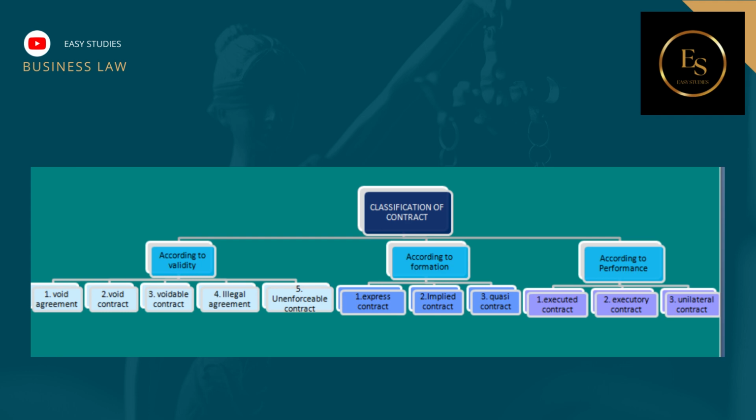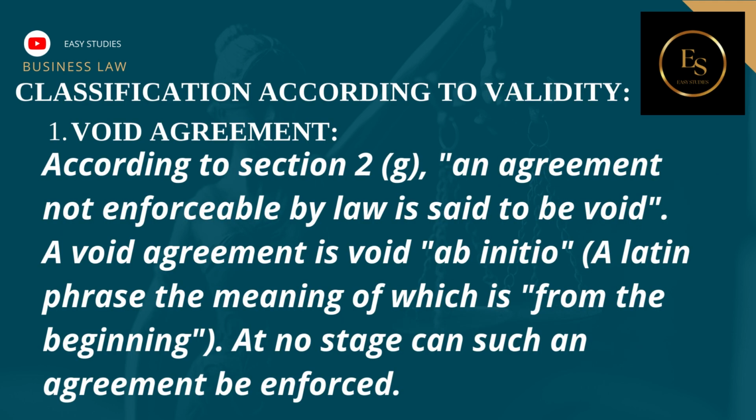Firstly, classification according to validity. In validity, void agreement is explained first. According to section 2(g), an agreement not enforceable by law is said to be void. A void agreement is void ab initio, a Latin phrase the meaning of which is from the beginning. At no stage can such an agreement be enforced.